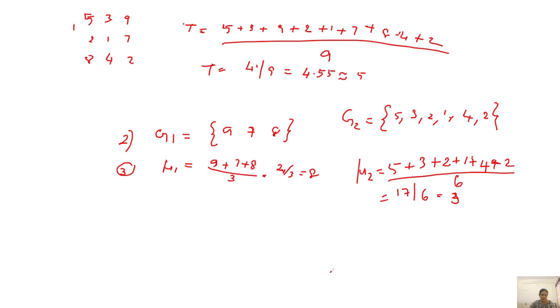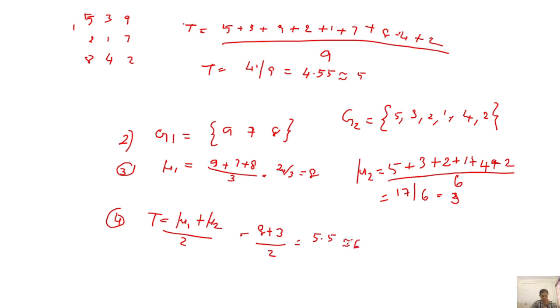So next, in the fourth step, I have to find a new threshold T. That is given by mu1 plus mu2 divided by 2. So that is given by this 8 plus 3 by 2. So 8 plus 3 is 11 by 2. So approximately I am getting 5.5. Okay, so approximately I can take it as around 6.